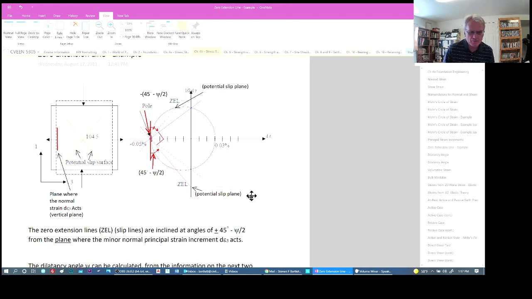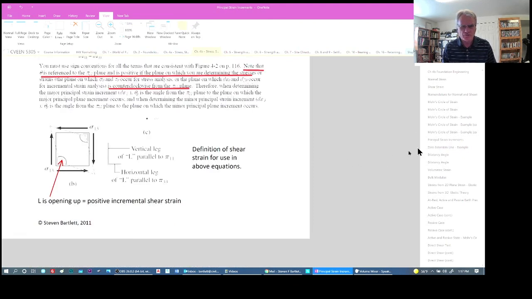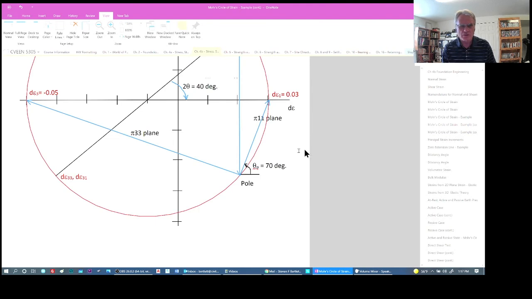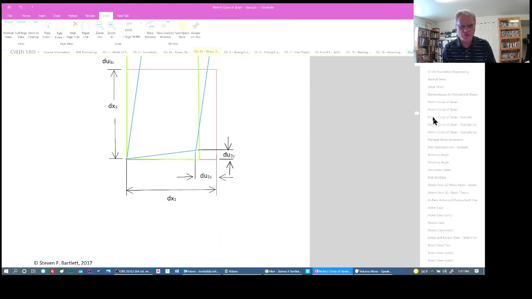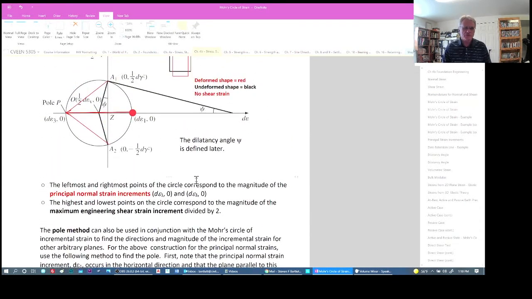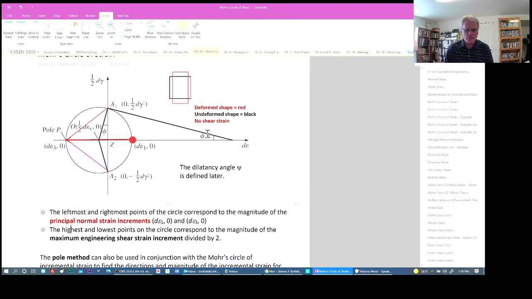And so to find these planes, we must go 45 plus or minus psi divided by 2. So this psi represents the dilation angle. We'll spend a couple of slides coming up next on how to determine that. But if you notice from our previous examples, let me get back to the original definitions. This one. We notice this dilation angle here, psi.